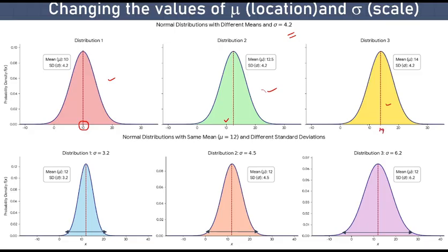So these are three distributions, all of them normal, all of them with the same standard deviation, but their averages are different. Since the averages are different, there is a shift in the graph like this.